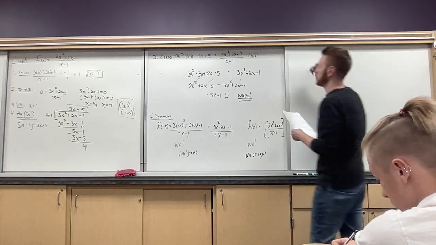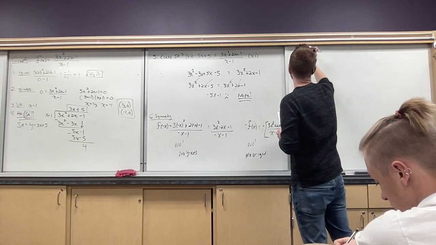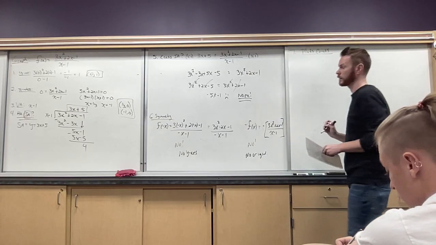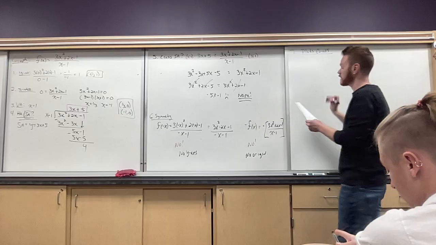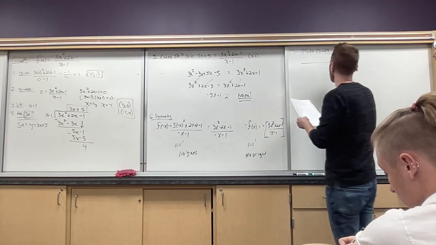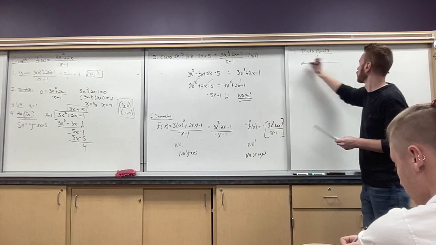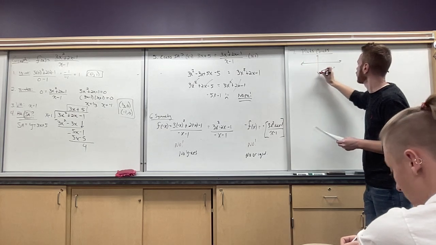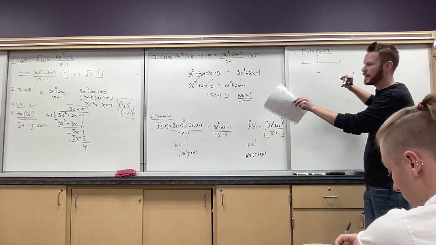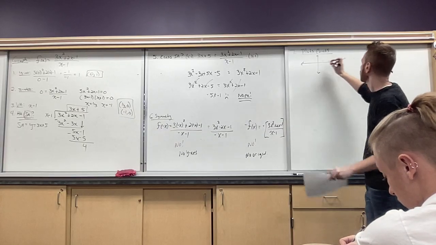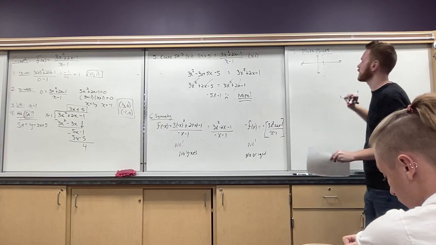Okay. Now, last thing, let's plot points. Now, how do I do this? It's actually pretty simple. Let me just go ahead and draw a small little grid. I have a VA at 1, right? Is that what it says? 1? Yeah. Okay. So there's that.